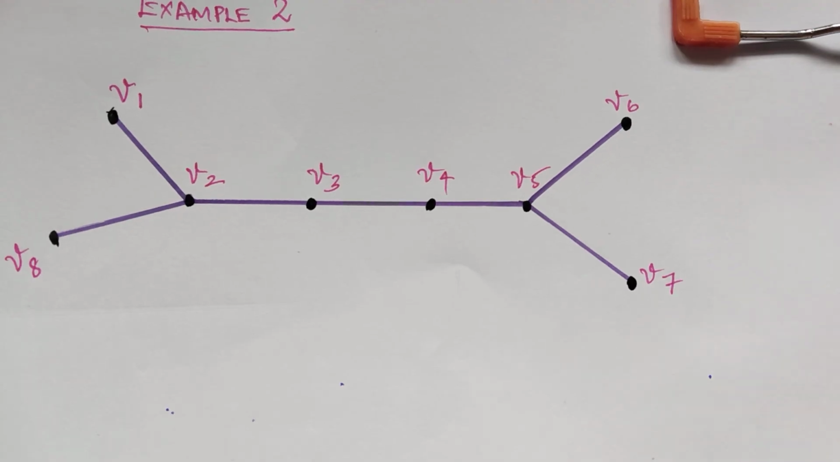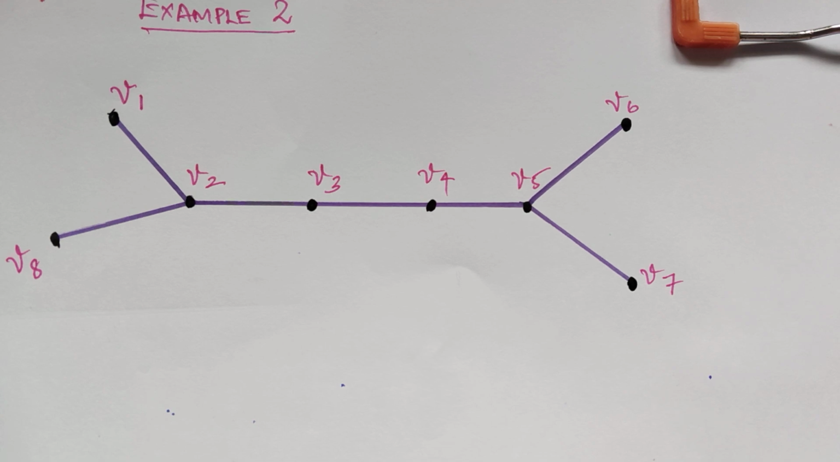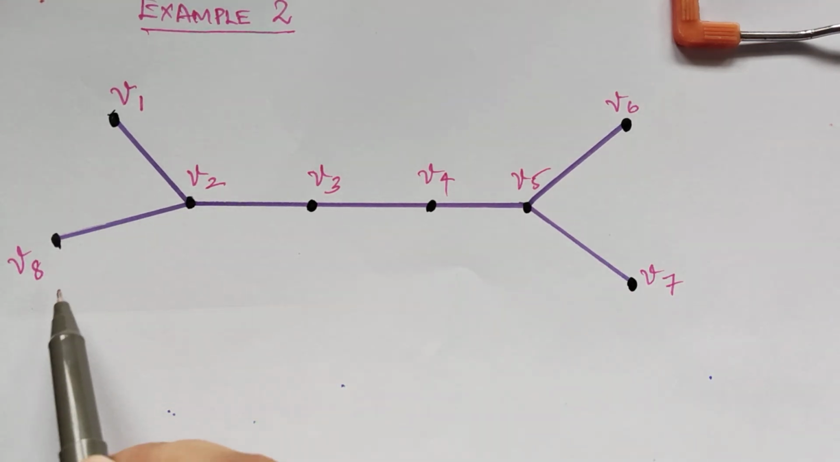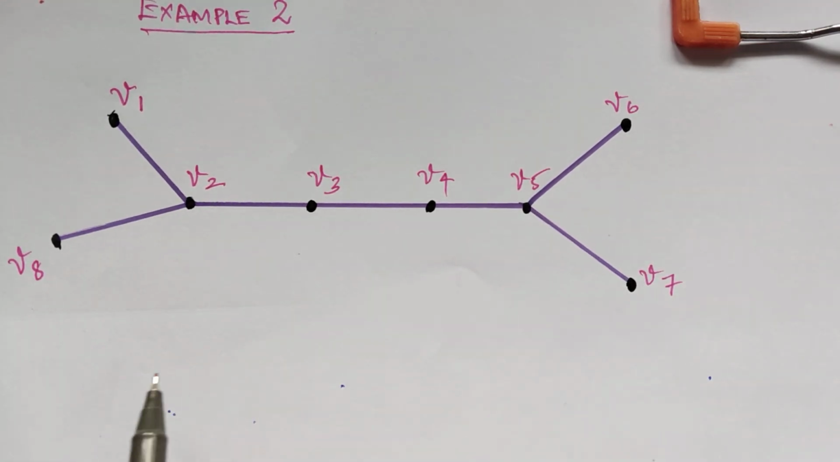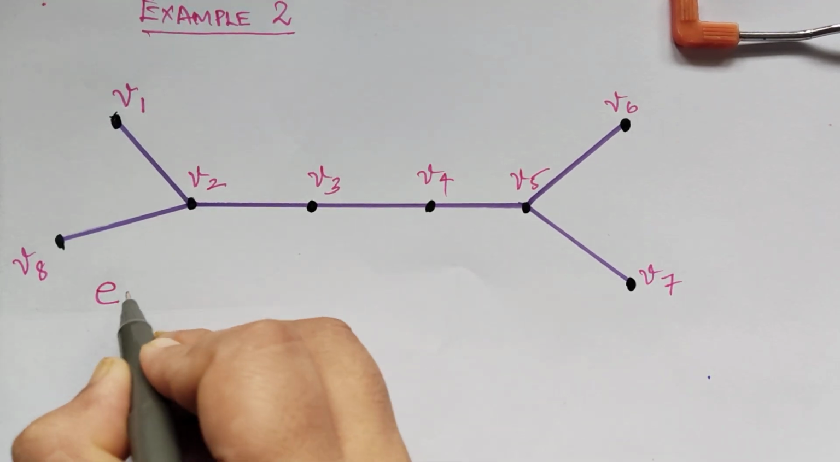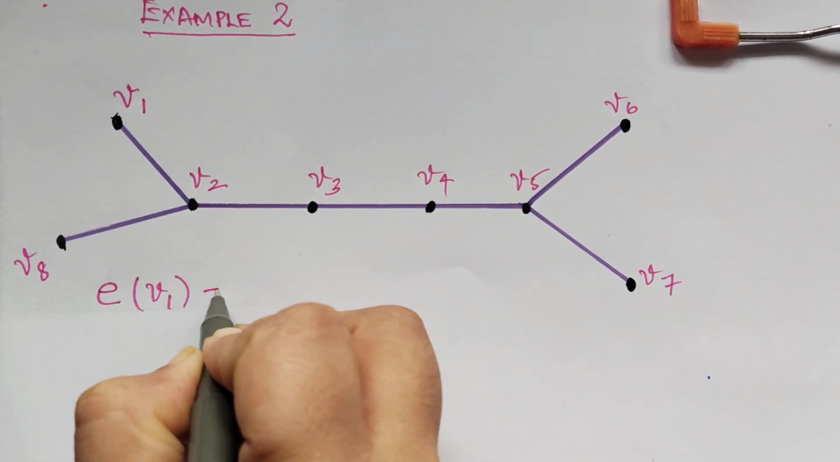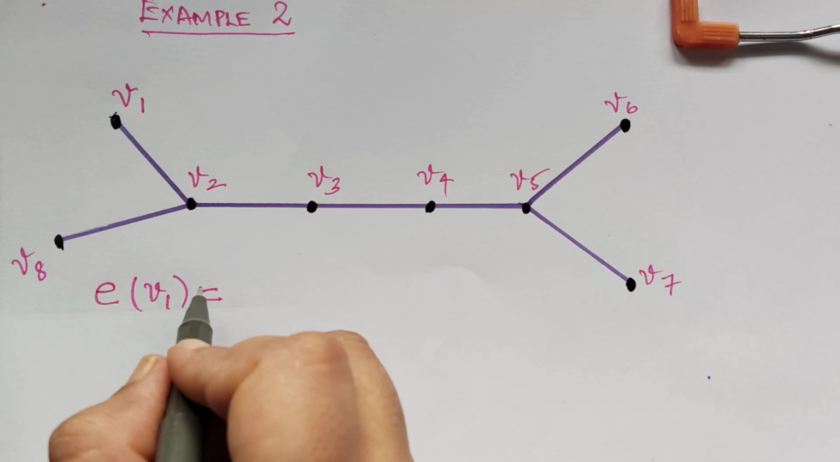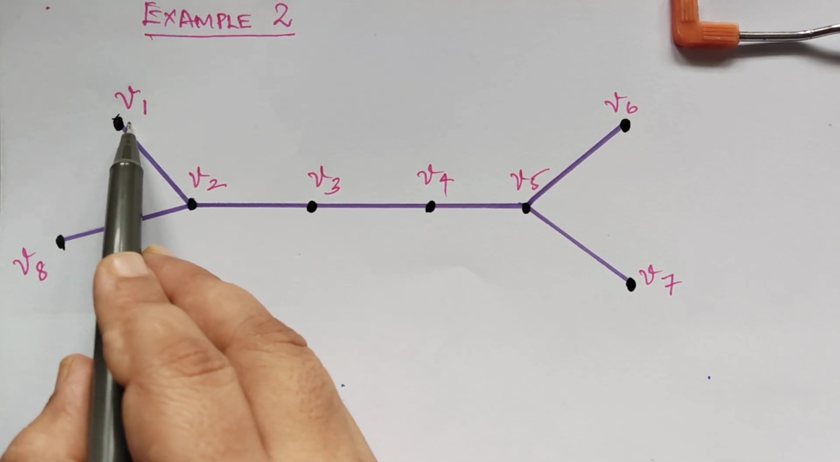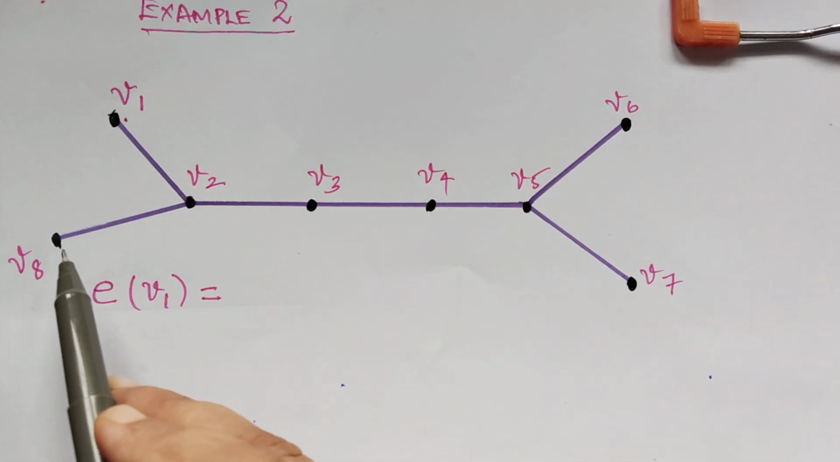Now here we have another example with 8 vertices. I will tell you why I considered this example at the end of this lecture. First of all, we will find the eccentricities. We have to find the center of this graph. In order to find the center of this graph, first we need the eccentricities of each of the vertices. So for vertex V1, what will be the eccentricity? E of V1 is equal to the maximum of the distances of the point V1 from all the other vertices of this graph.